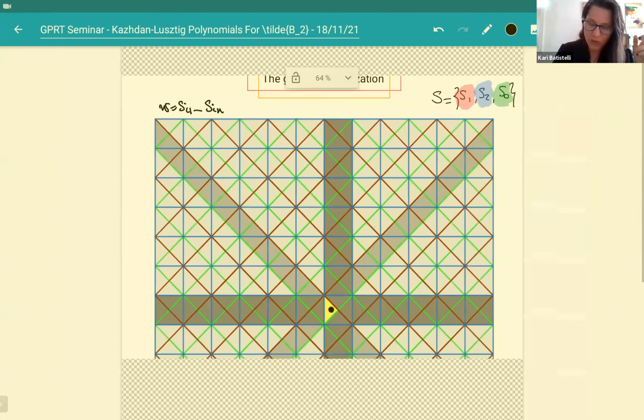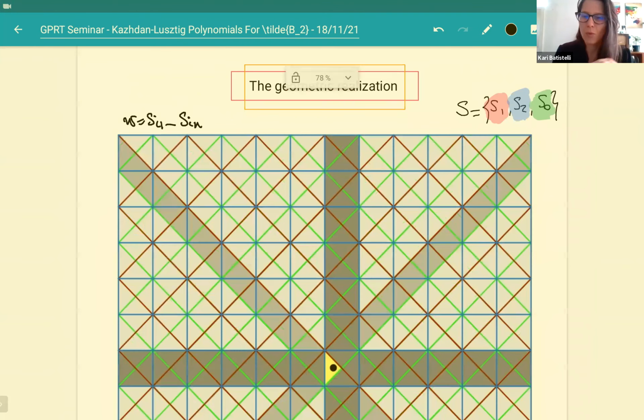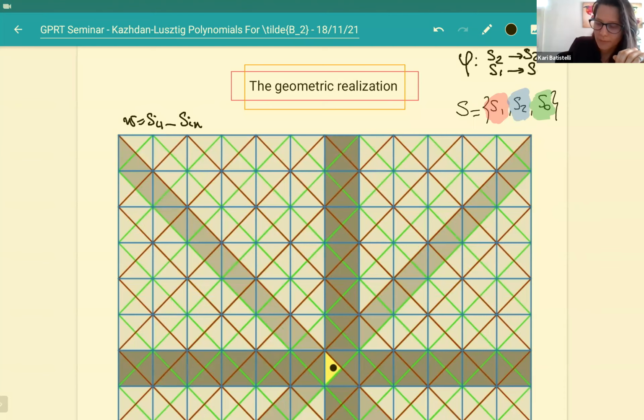The other thing, which is going to make our lives way easier, is that we're going to have an automorphism that sends S2 to S2, so it sends blue to blue, and it sends red to green.